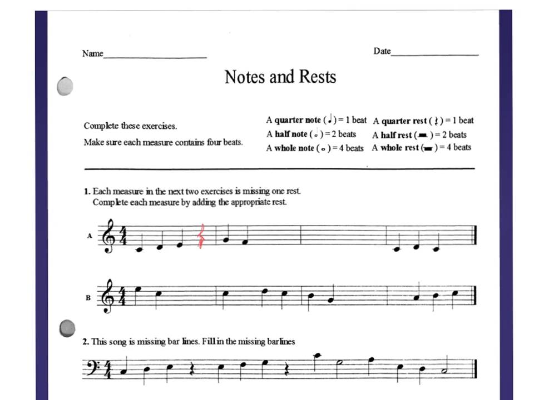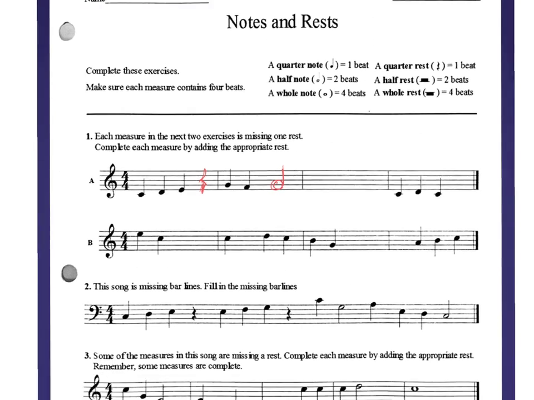For the next one, if I drew in 2 quarter rests, that'd be wrong because I can only draw 1 rest to complete the measure, 1 rest. And so I have 1, 2. I still have counts 3 and 4, so I need a rest that's equal to 2 beats. That's going to be that half rest there. So I draw in a half rest. Make sure that your stems are facing the right direction, okay? And so you keep doing that for number 1, A and B.